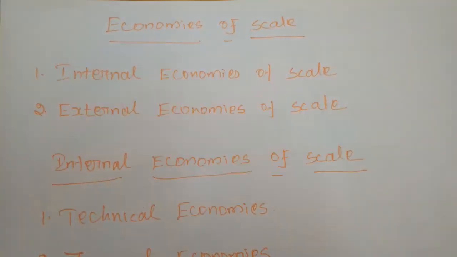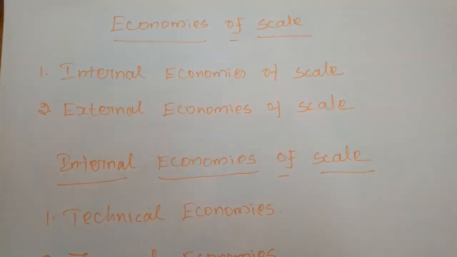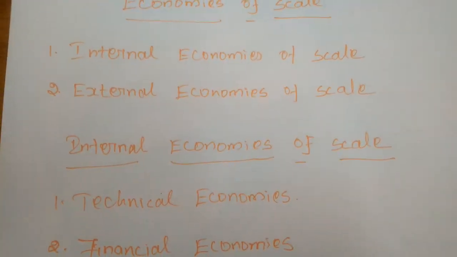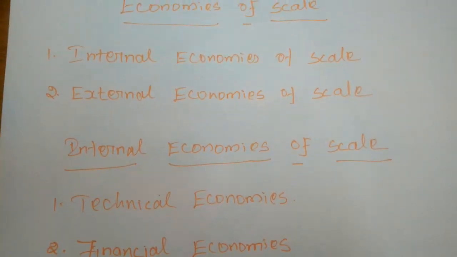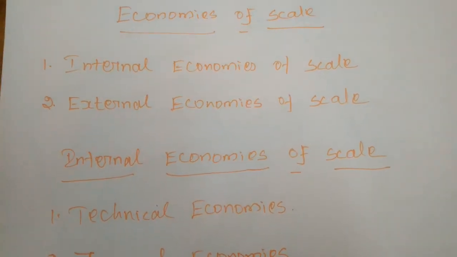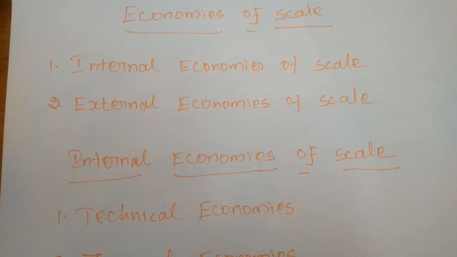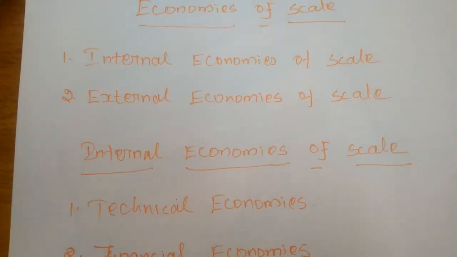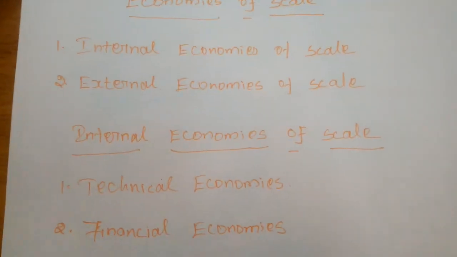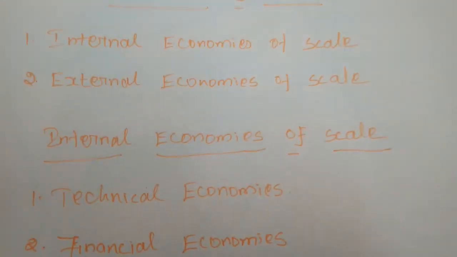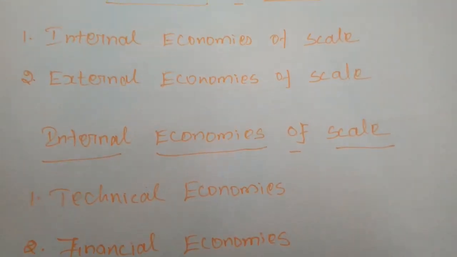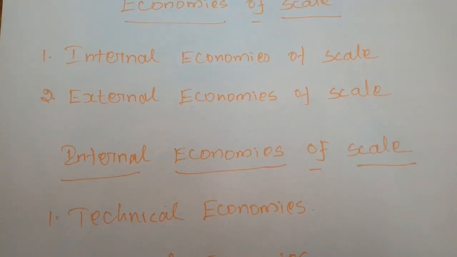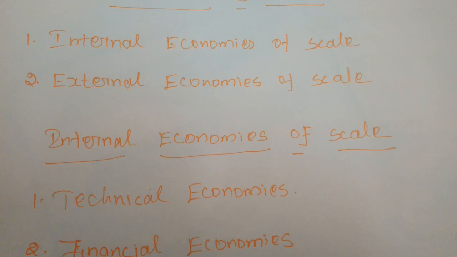Here, two types of economies are obtained in the production unit: the internal economies of scale and the external economies of scale. We have already studied that internal economies of scale refers to the advantages enjoyed by the production unit, which cause a reduction in the cost of production of the commodity. When we are producing commodities, whatever ways there are of reducing the cost of production, the advantages we get from them are called economies.